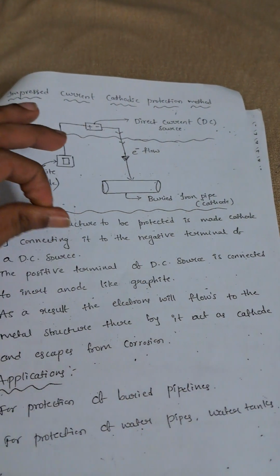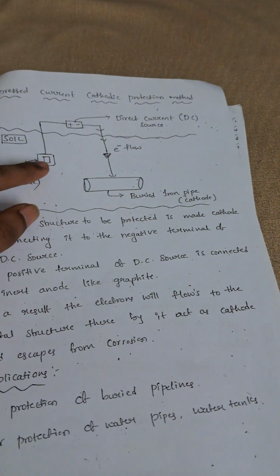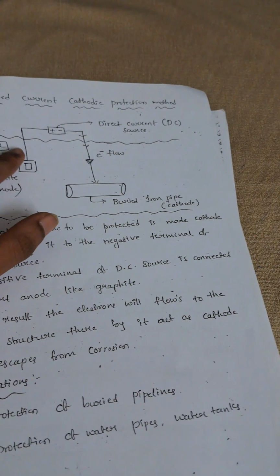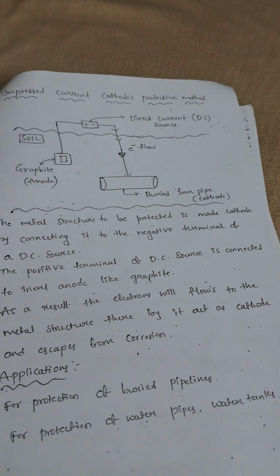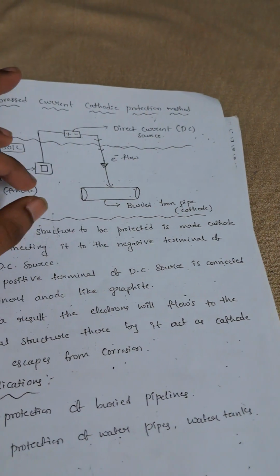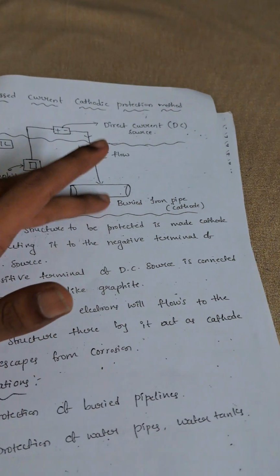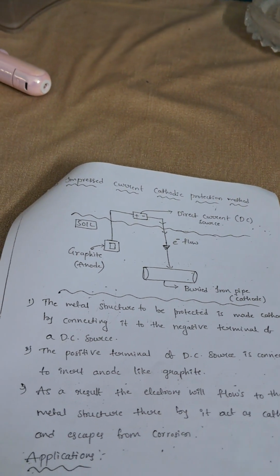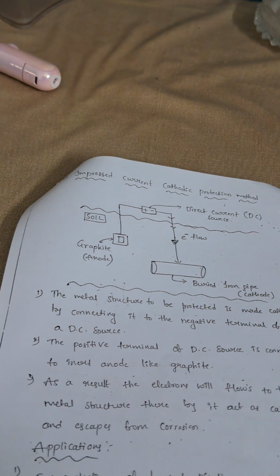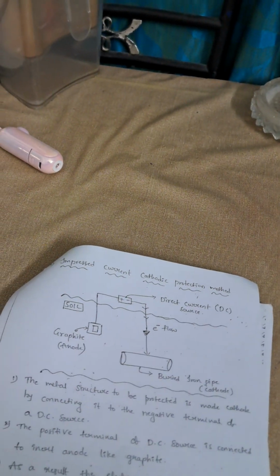Because positive to negative, electrons will flow in this direction. So any metal you place here, electrons will move from plus to minus, in the electric field. So this will be the electron flow. So indirectly this should supply electrons, and this should take electrons, means this will act as cathode automatically. Then corrosion is prevented.